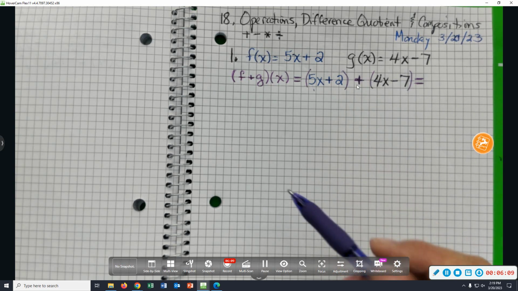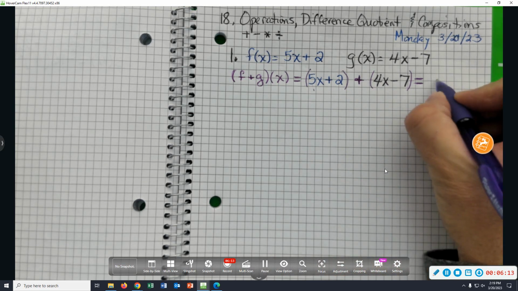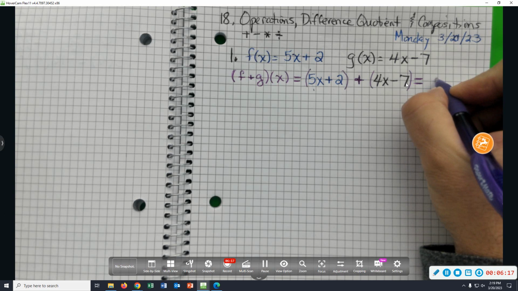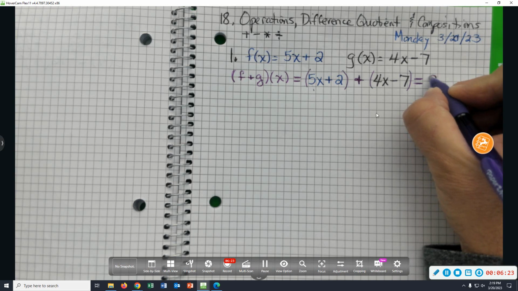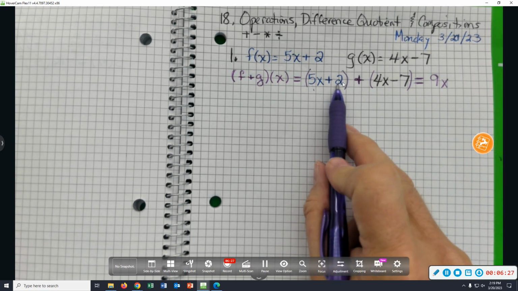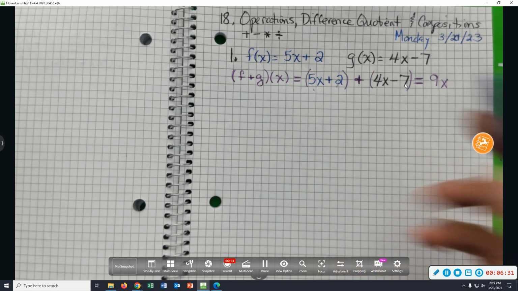Distribute. A plus, that's like multiplying through by a positive 1. That doesn't change anything, so these parentheses here are unnecessary. So we have 5x plus 4x, which gives us 9x. Now combine the constant terms. You have a positive 2 plus minus 5.